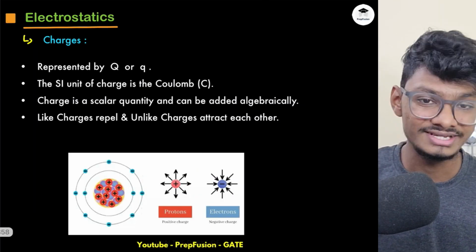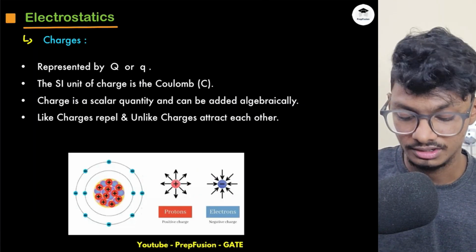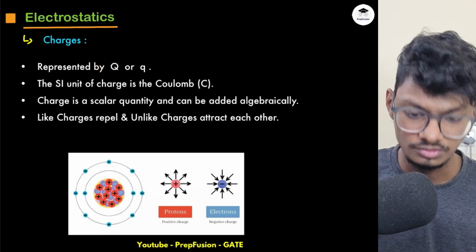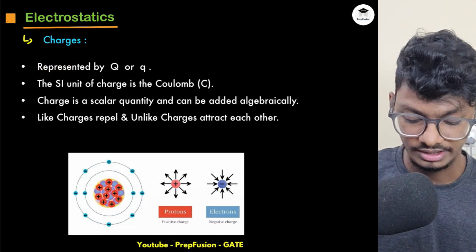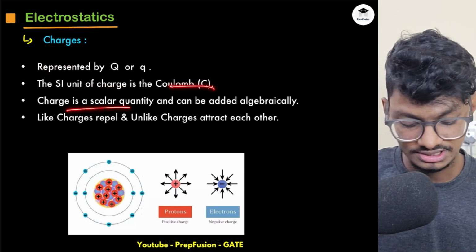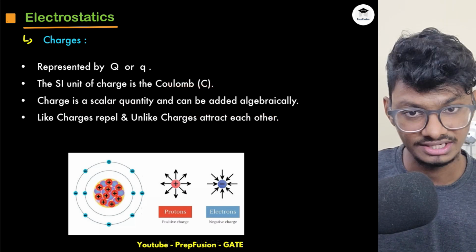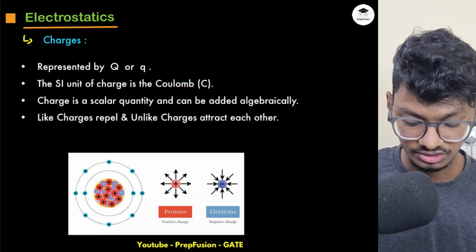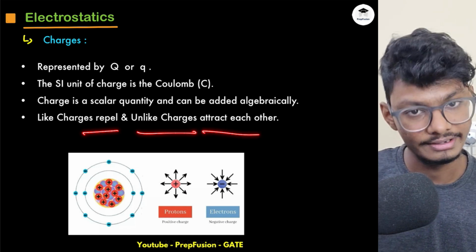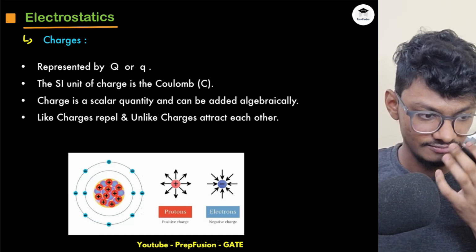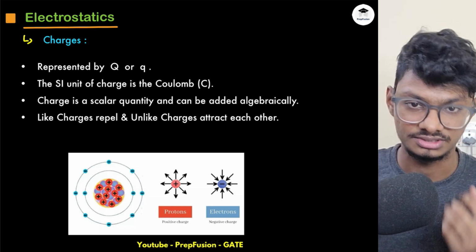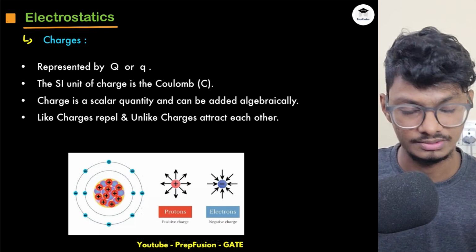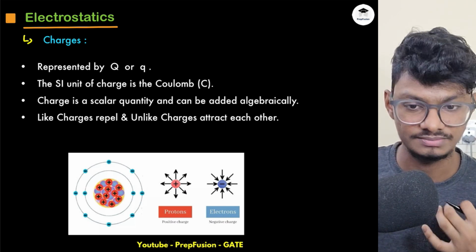Now a few things about charges. It is generally represented with capital Q, or small q for a point charge. The SI unit of charge is the Coulomb. Charge is a scalar quantity and can be added algebraically. Okay, it is not a vector quantity. Like charges will repel each other, unlike charges will attract each other. Unlike means if the signs of the charges are different, plus minus will attract, minus plus will attract, but plus plus will repel, minus minus will repel.